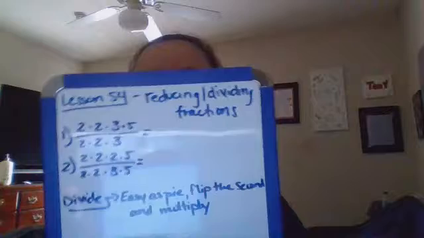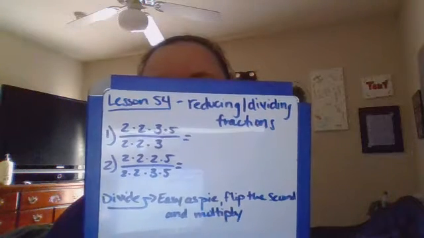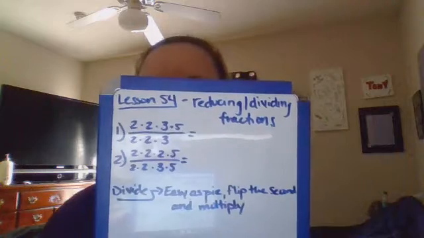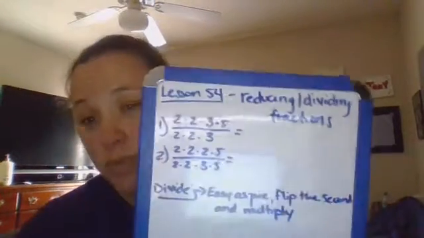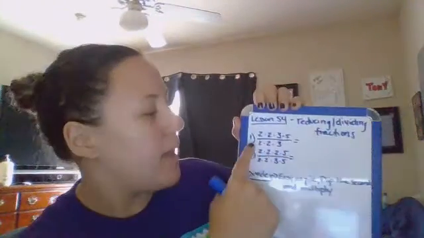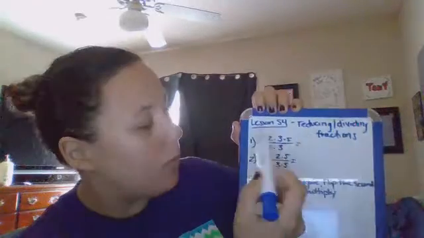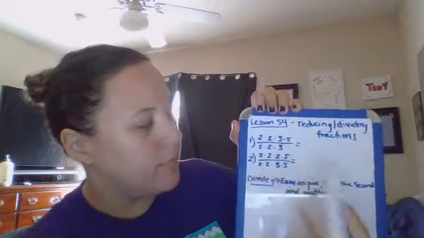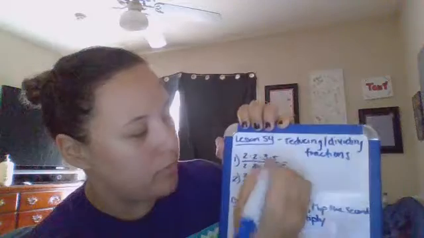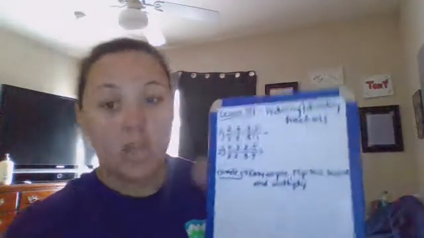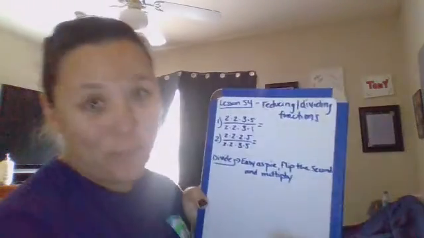Okay, so today we are going to do lesson 54, which is on reducing and dividing fractions. I've already set up the first two examples for reducing fractions. The first fraction is 2 times 2 times 3 times 5 over 2 times 2 times 3. There's nothing under that, so that can be assumed as meaning 1. So how would we reduce that fraction?